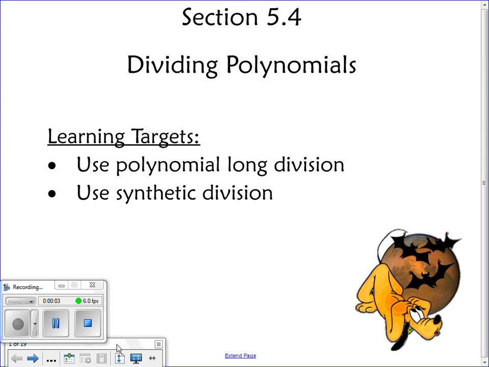All right, guys. Section 5.4 is all about dividing polynomials. I've talked a little bit about this to you guys already. We're going to do long division today. We're going to start with basic numbers with long division, then do long division with polynomials, and then tomorrow we'll learn synthetic division.